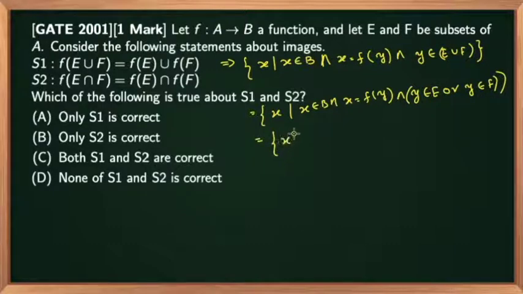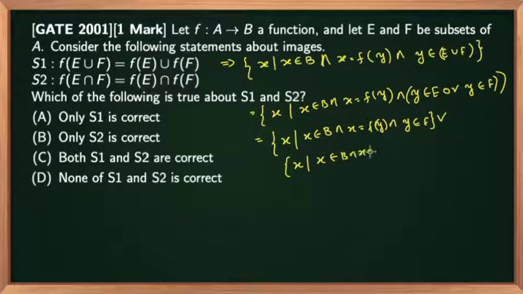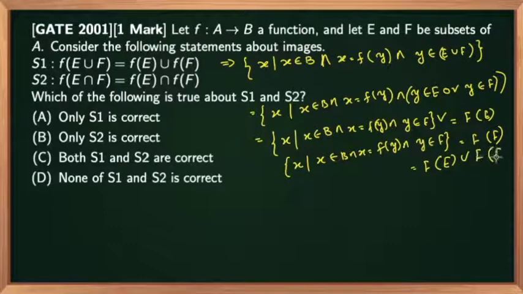So that means X such that X is an element of B, and X is equal to F of Y, and Y is an element of E, or I can write like this, right? Or same thing, X such that X is an element of B, and X is equal to F of Y, and Y is an element of F, right? What is this one? This is F of E, and this is F of F, right? So we have or here, so that means it should be equal to F of E union F of F. Okay, so the first statement is true.